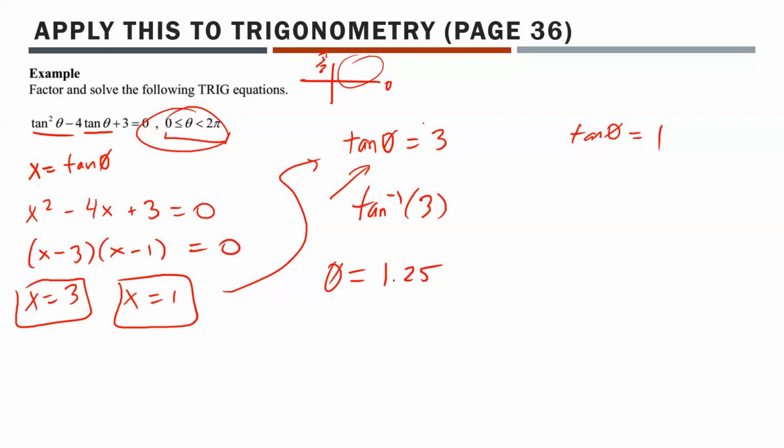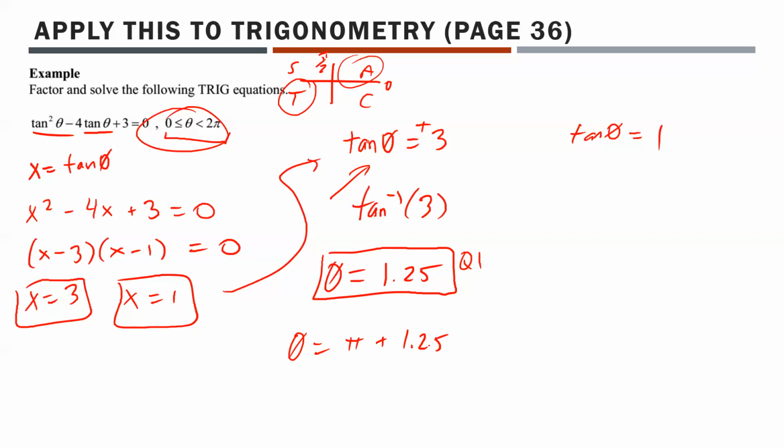But keep in mind, because tan is a positive number, by the CAST rule it could be in quadrant 1, but it could also be in quadrant 3. So this is one of our answers, but it's just a quadrant 1 answer. We also could be in quadrant 3. And of course, if we're in quadrant 3, we have to consider this 1.25 a reference angle. So let's take our reference angle of 1.25 and add it to the full 180 degrees, in other words, the full pi. So for quadrant 3, we have pi plus 1.25, which gives us approximately 4.39 as our angle in quadrant 3.